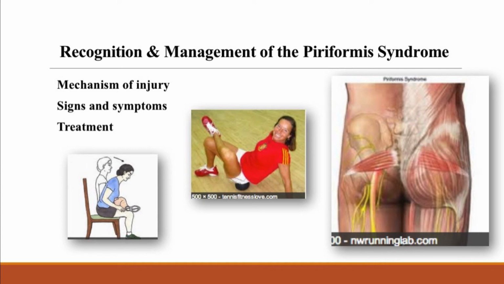The treatment includes stretching and anti-inflammatories to reduce tightness and swelling. Note the stretching exercises available on the PowerPoint slide. Chiropractic manipulations and adjustments of the lumbar spine and pelvis will assist in alignment and correction of piriformis syndrome.